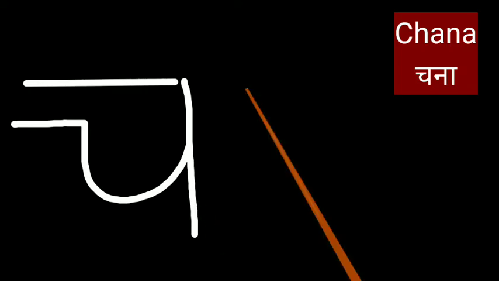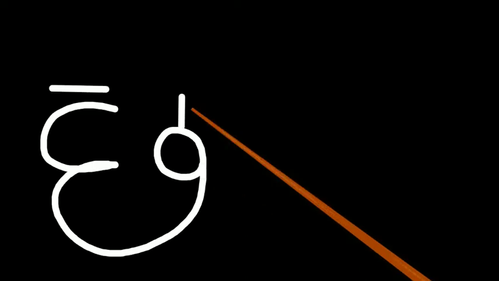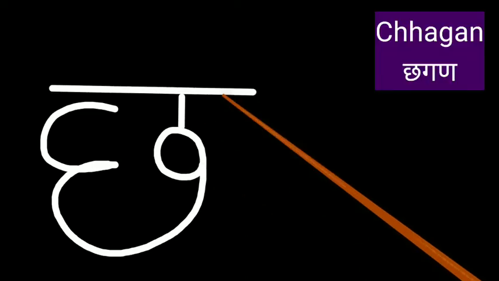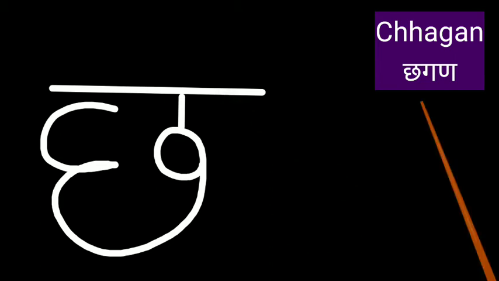Next letter is Ch. First draw a small horizontal line, then a big half circle and draw a vertical line, then a horizontal line on the top of the letter. It's called Ch. Its word is chana. Next letter is Ch. First draw a small half circle, a big half circle, and at the end there is a small circle. Join with a small vertical line and a horizontal line on the top of the letter. It's called Ch. Its word is chagana.